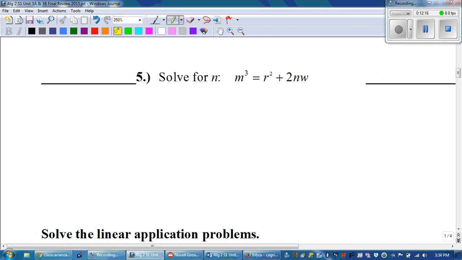Number 5, we need to solve for n. Now, I know everybody freaks out about these. Don't freak out. All we have to do is follow SADMAP. Okay? So, the first thing that we're going to do is what? Think about it. Okay, so since I want to cancel addition or subtraction first, and the n is surrounded by multiplication, I need to get rid of that r squared first.